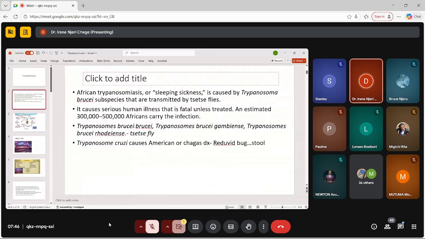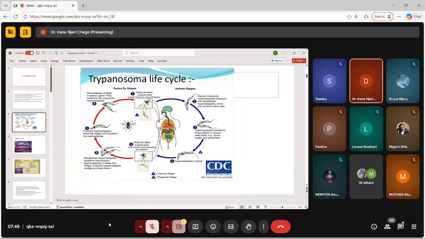Now, how is it transmitted to the human being? The tsetse fly takes a blood meal and transmits what we call the metacyclic trypomastigotes during the blood meal. The metacyclic trypomastigotes go into the skin. So there are two life cycles here. We have divided them into the one for the intermediate host, which is our insect, the tsetse fly, and the one on the human side. We look at this one first.